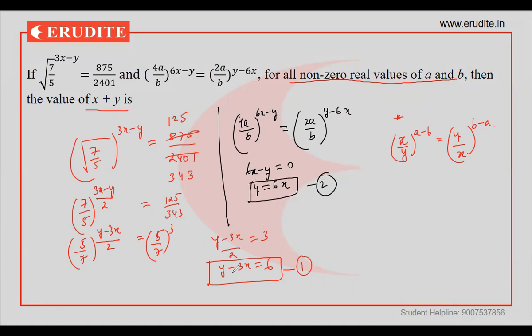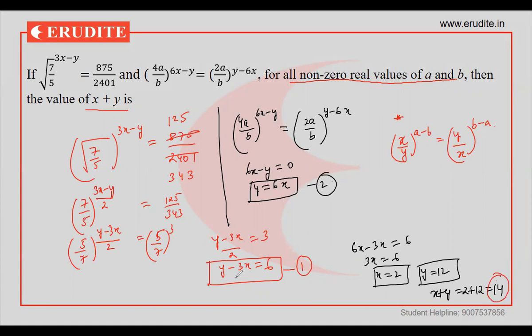Put this value in the first equation, it will be 6x minus 3x equal to 6. So 3x equal to 6, x value is coming 2. If x is 2, once I solve this one, y is getting 12. We have to find out the value of x plus y, which is 2 plus 12, which is coming how much? 14. So my correct answer is 14. I hope it is clear to everyone. Thank you.